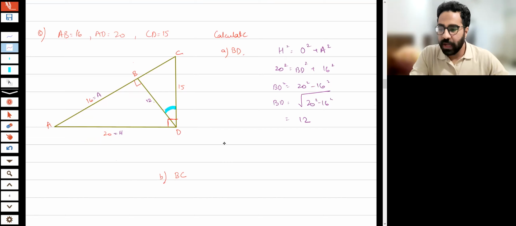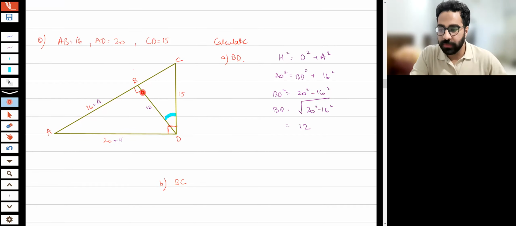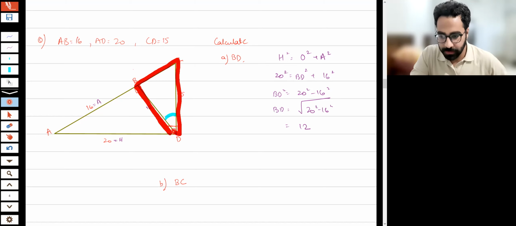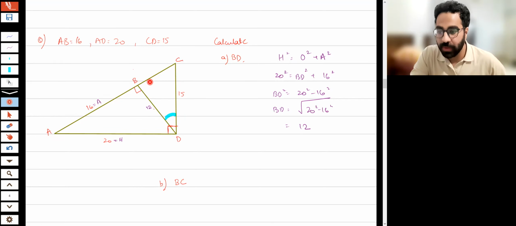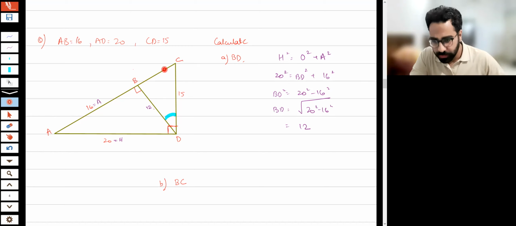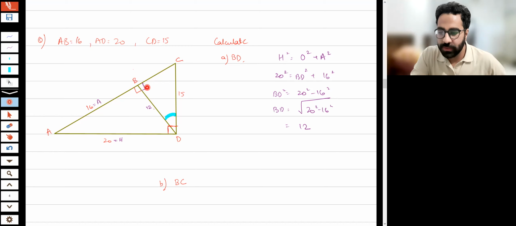Now I have to find BC. Again, you can see this is a right angle triangle, because if this is 90 then this is also 90. You have been given two sides and you have to find the third side, which is BC. So you're going to apply the Pythagoras theorem here, not the trigonometric ratios. This is opposite the 90 degree angle, so it will be the hypotenuse. You can take this as the opposite and this as the adjacent, it's your choice. So again h squared equals o squared plus a squared.